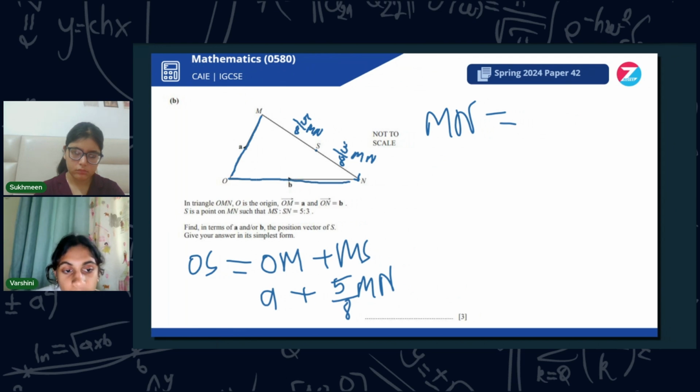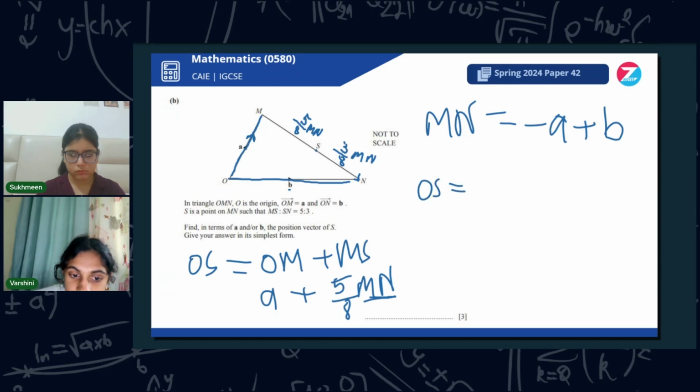So we know MO, remember it's not A because A is in the upward direction. We're going down A, so it's going to be minus A plus ON, which they've given over here as B. So we found MN, which is going to be minus A plus B, and now we need to put that in this over here. So to find OS equals A plus 5 by 8 of minus A plus B.